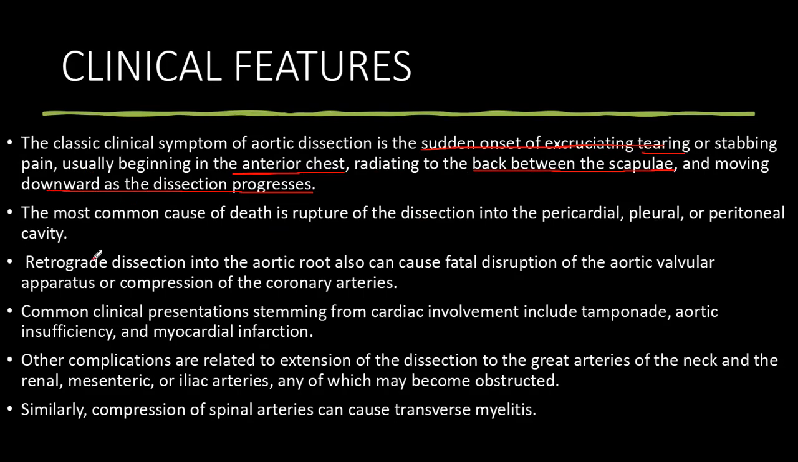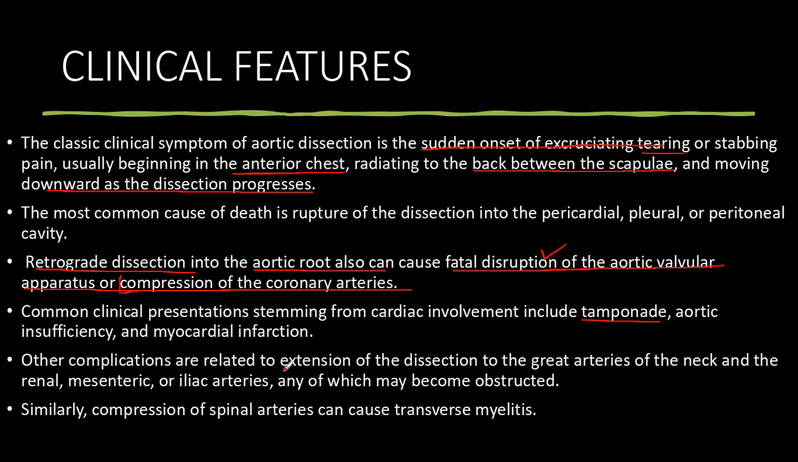Retrograde dissection, especially under type A Stanford classification, might extend to the aortic root, and this will cause a fatal disruption of the aortic valvular apparatus. Due to that, it will lead to aortic insufficiency, and it can compress the coronary arteries, leading to a myocardial infarction. And what if it ruptures within the pericardial sac? A cardiac tamponade will ensue.